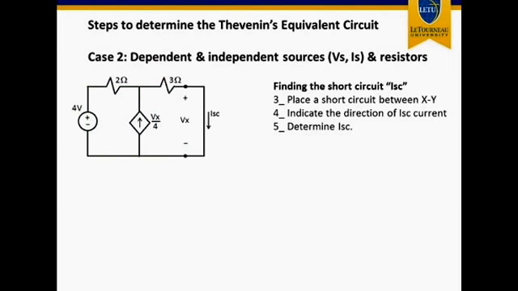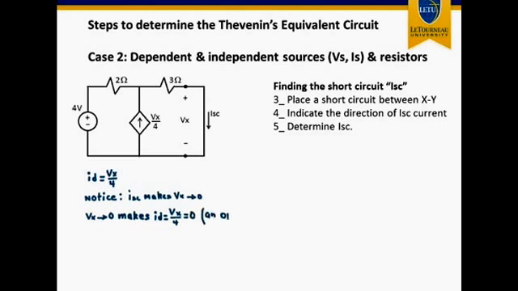Now let's find the short circuit current. In order to do that, we place a short circuit across the terminals x and y. We know that the dependent current source is V sub x divided by 4. We notice that when we place the short circuit across the terminals, that short circuit makes V sub x go to 0. If V sub x goes to 0, this makes the dependent current source V sub x divided by 4 go to 0. And a current source going to 0 is an open circuit. So we'll remove that from the circuit.